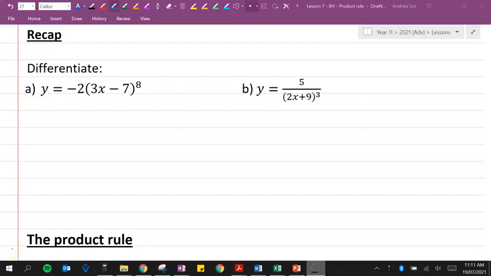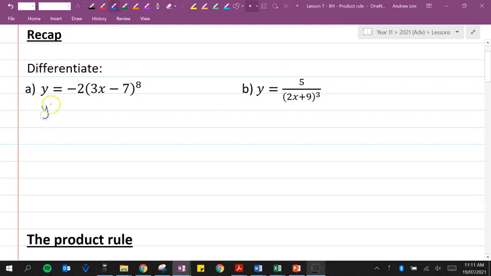Okay, so in this video we are going to be looking at the product rule. But before we do that, I thought we'd do some recap questions and just look at how to differentiate these using the chain rule. So in question A, we've got y equals -2 bracket 3x minus 7 to the power of 8. So we're going to use the chain rule to do this.